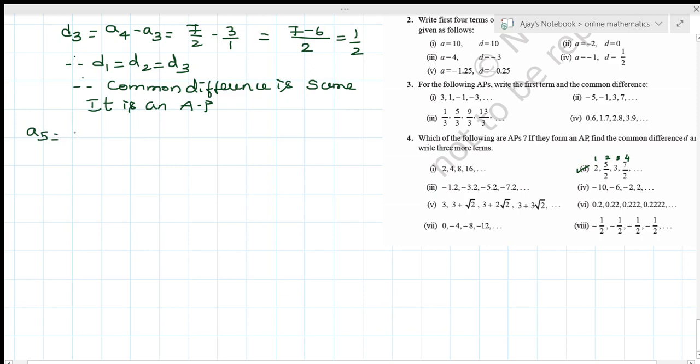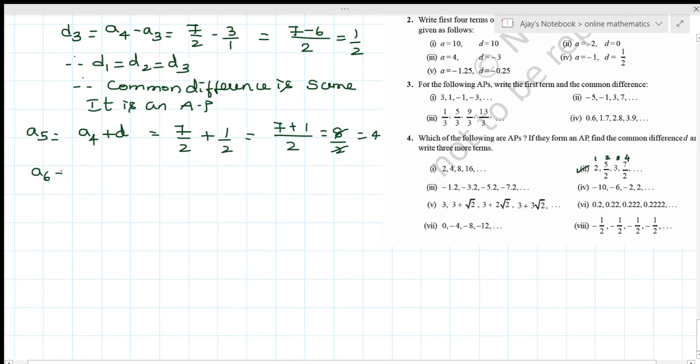A5, already I told, is adding a fixed number to the previous term. Previous term is nothing but A4. For that, I have to add a fixed number, that is D. That is A4 plus D. So A4 is 7 by 2, D is 1 by 2. Since the denominators are same, 2 is the denominator. So 7 plus 1, that is 8 by 2, which is nothing but 4.